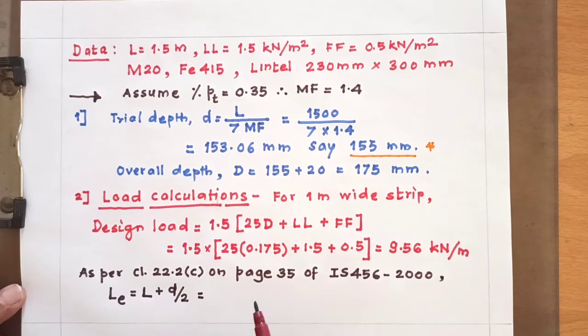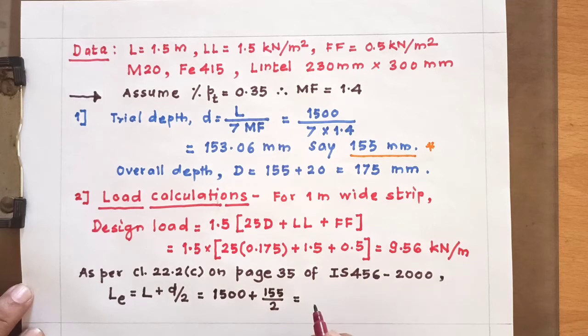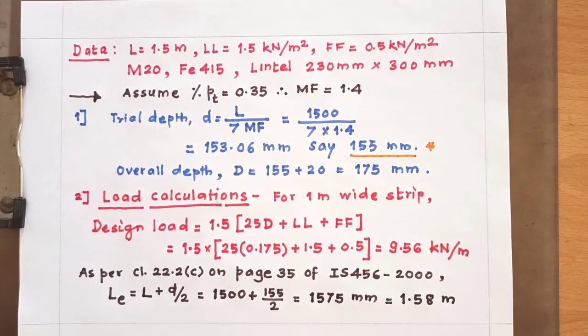Now here the cantilever is projecting 1.5 meter, so it will be 1500 plus D is 155 by 2, which comes out to be 1575 mm. That is 1.58 meter. So this is one of the important things as far as the cantilevers are concerned.